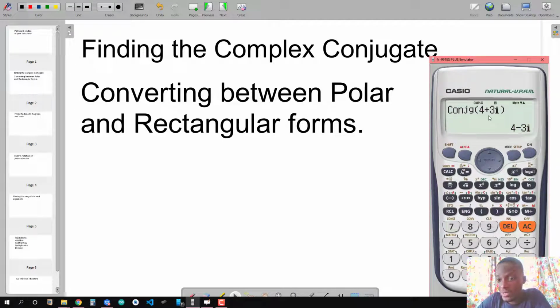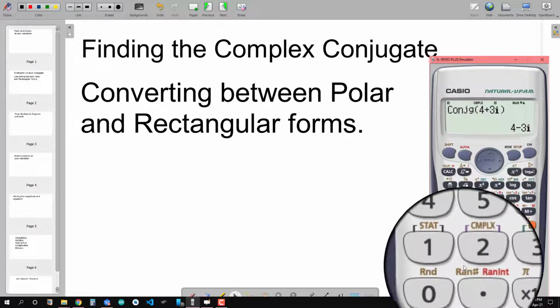So we know we entered this complex number in the rectangular form. We will explore how we can do our workings in the polar form or the Euler form. Now let's move on to converting between polar and rectangular forms. So same on the complex menu.